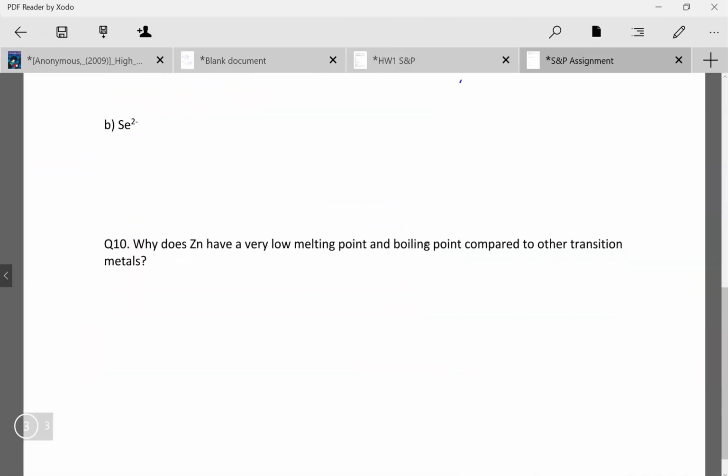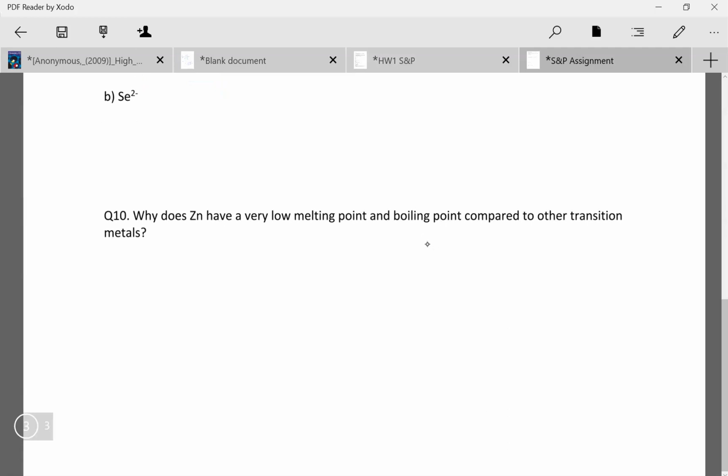Zinc has a low melting point compared to other transition metals because of its stable 3d10 electronic configuration. It does not have any unpaired electrons to donate for metallic bonding to occur, so there are very weak metallic bonds and therefore a low melting point and boiling point.